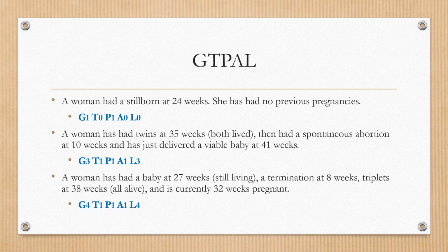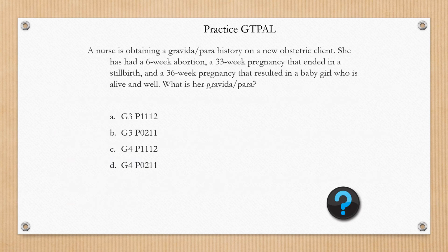Did you get it? She would have had a G4, we counted 4 of them. T1 is the 1 delivery at 38 weeks, which was the triplets. So 3 of those numbers go over here in L. She had a baby at 27 weeks, which is going to fill in the P column with 1 delivery and 1 in the L. That gives me my 4 living. And then she had the termination at 8 weeks, gives me that mark in the A column as well as, of course, in the G's. Okay, so that's showing you how to do it.